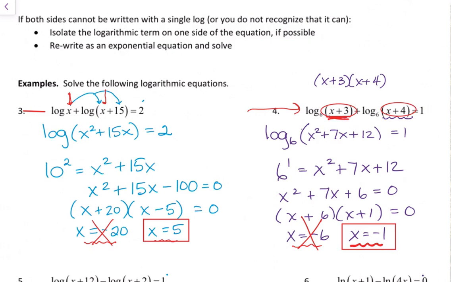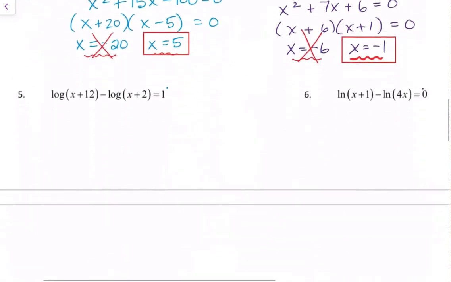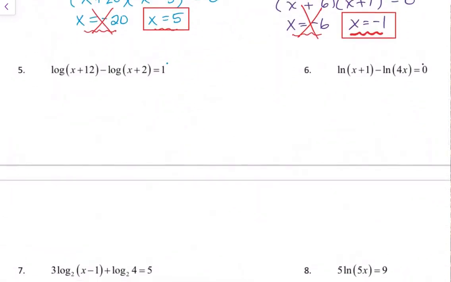Okay, so in both of those, I combined my logs by adding the logs together. So let's look at two examples where I am combining the logs using subtraction. I've got the difference of two logs equaling a constant, so I can't use the shortcut because of that 1, but I can combine these logarithms together.